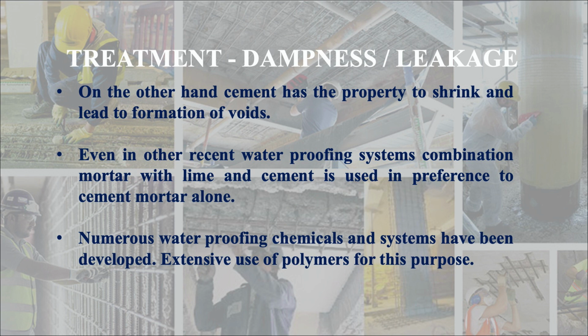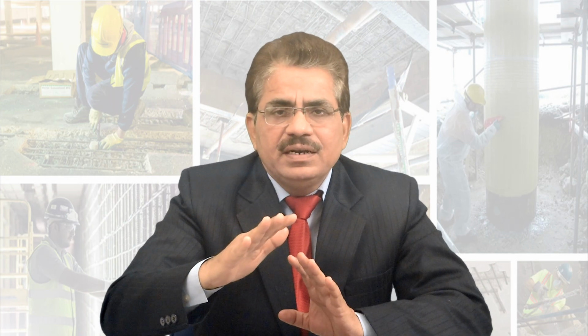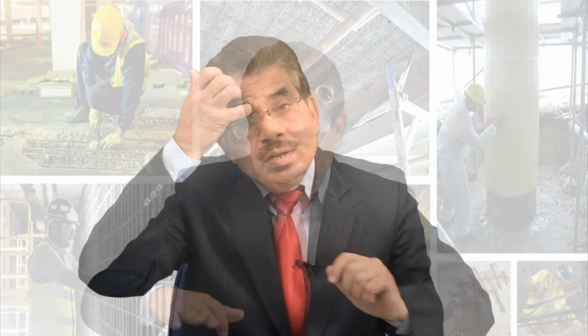Numerous waterproofing chemicals and systems have been developed. The recent one is the use of polymers for this purpose. Polyurethane is found to be very effective to serve as waterproofing layer. This is an effective material for waterproofing purpose. Now, another defect and the remedial measure is related to the cracked beam.